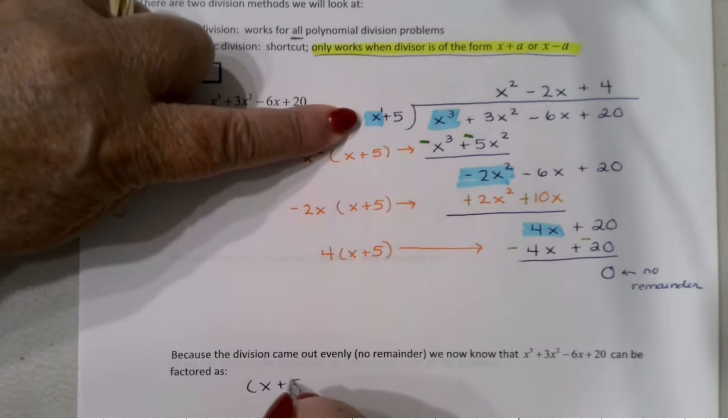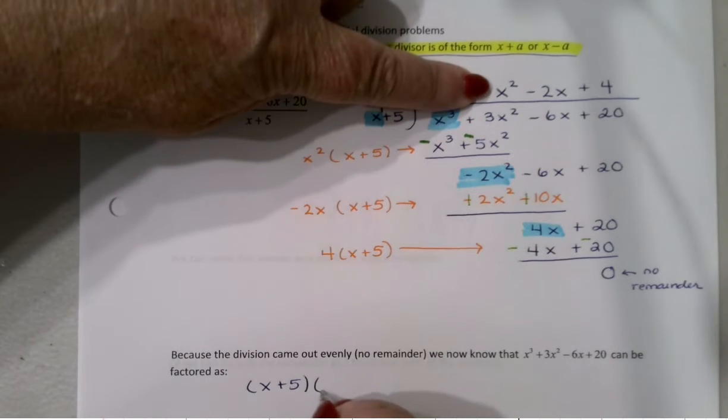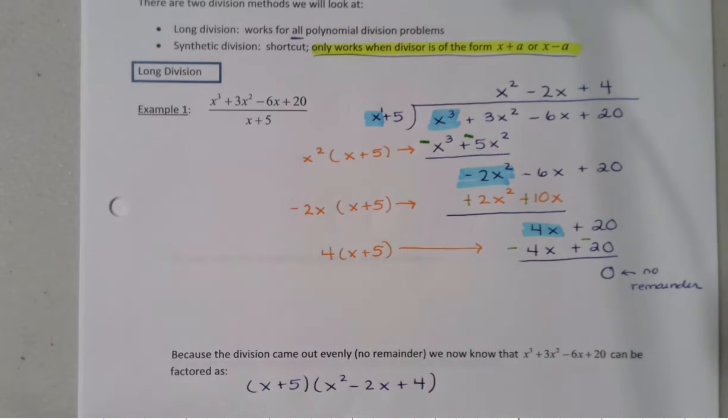Or in other words, I now know that that polynomial has a factored form, x plus 5 times x squared minus 2x plus 4. That's actually a big advantage of this polynomial division, because if you notice, if I had looked at this four-term polynomial, I would not have been able to factor this before that division.